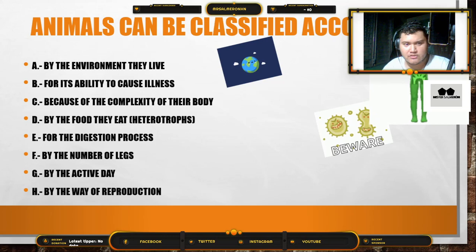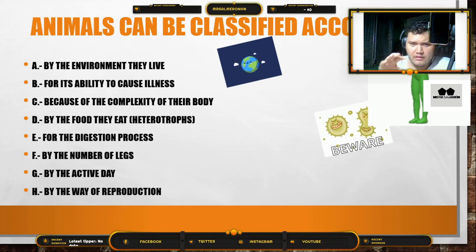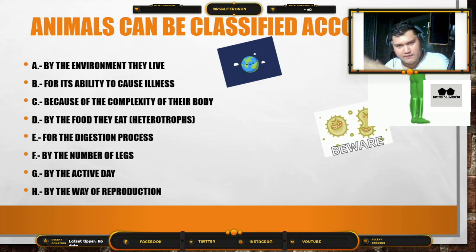Now, because of the complexity of their body, if they are simple organisms, they are classified in one form. Now, if they are more complex organisms, they have a different classification.